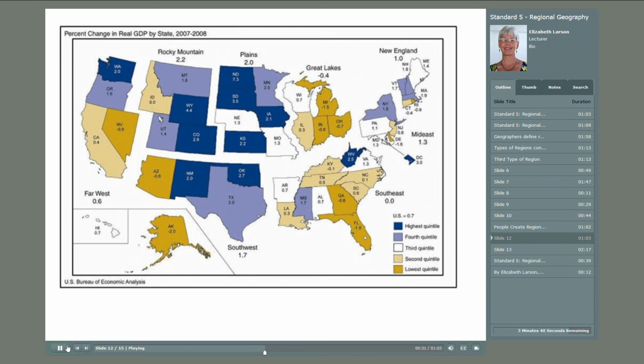The data that we're looking at on this map shows us the change in gross domestic product. So, for example, the darkest blue regions show us the highest quintile in terms of change in gross domestic product. The lighter blue is the 4th quintile, the white the 3rd, the 2nd quintile is the lighter yellow, and the gold mustard color is the lowest quintile in terms of real gross domestic product change by state.